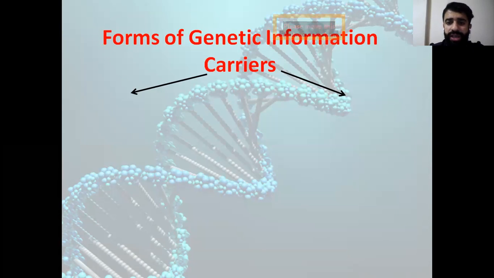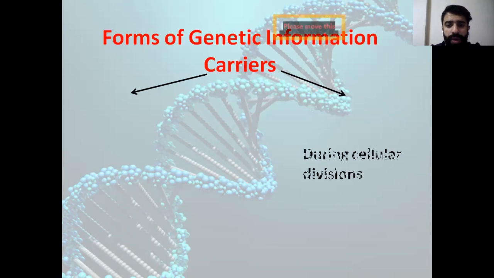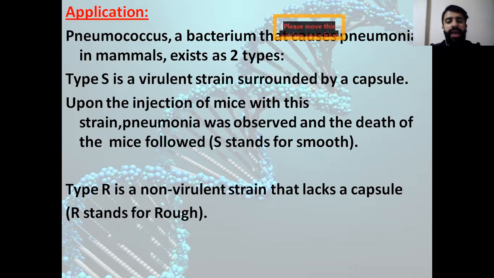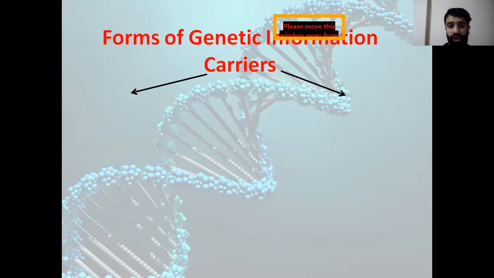Forms of genetic information carriers: we have chromatin and we have chromosomes. Chromatin is during the interphase, while chromosomes are during the cell divisions. So during the interphase we have chromatin, while during the cell division we have them in the form of chromosomes.